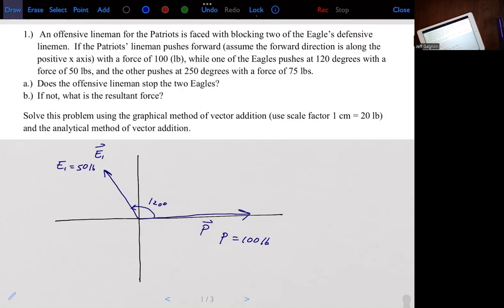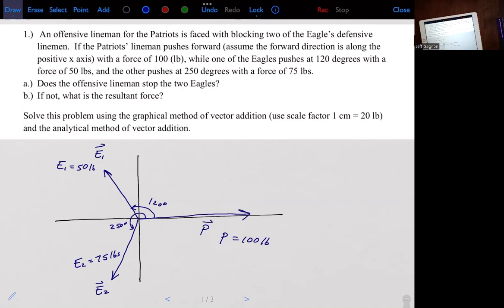And then finally, the other Eagles player is pushing at 250 degrees, which is going to be in the third quadrant, kind of like this. So this is E2. This angle right here would be 250 degrees. And then that magnitude of E2 is 75 pounds. Okay, so what we want to do is, these are like 3 force vectors. We want to add them both graphically and then analytically and see if we get a result of 0, right? Then they're exactly stopped, or if we get a resultant vector.